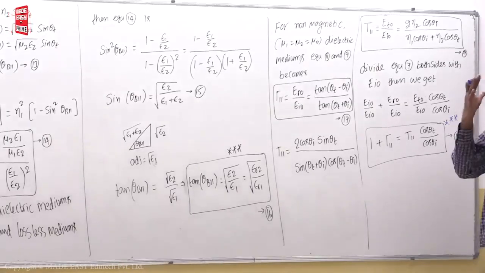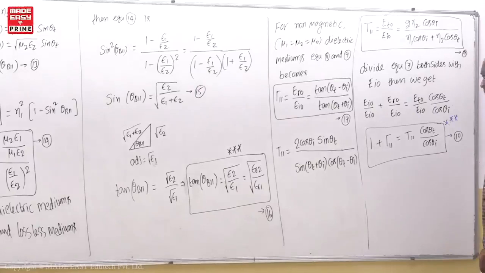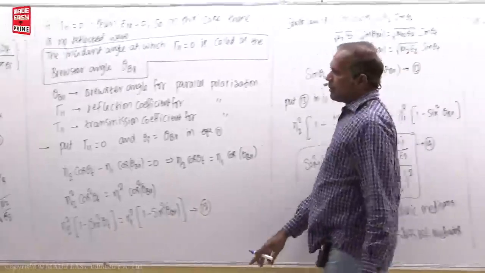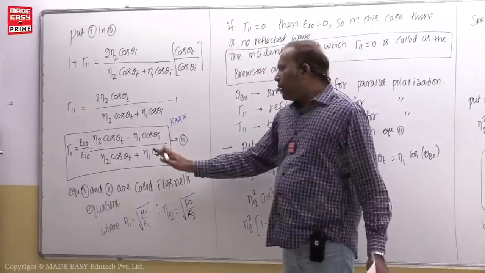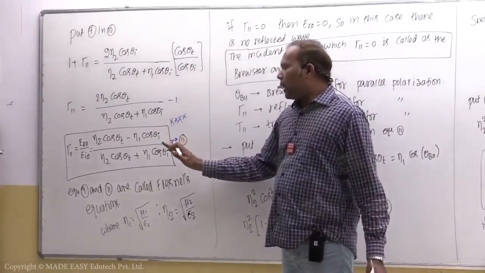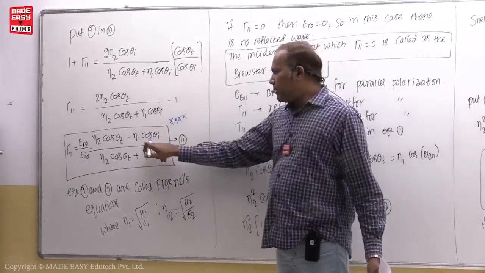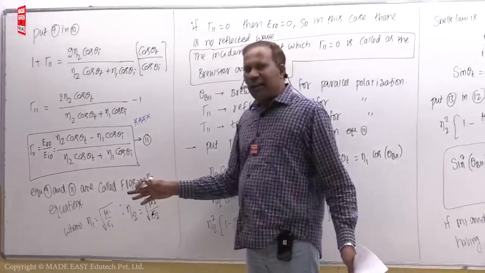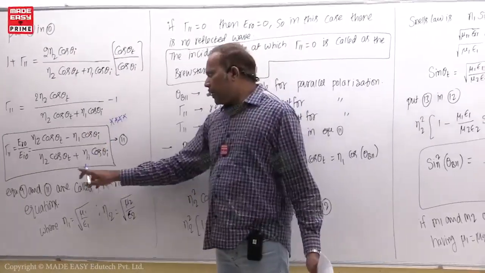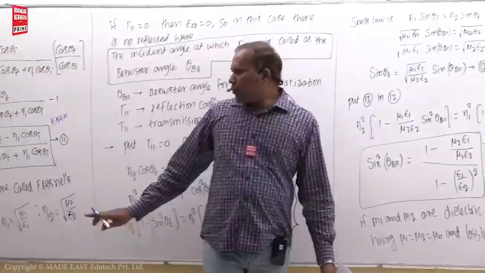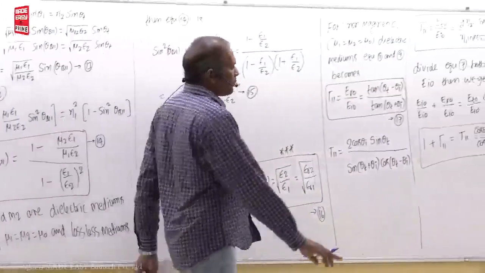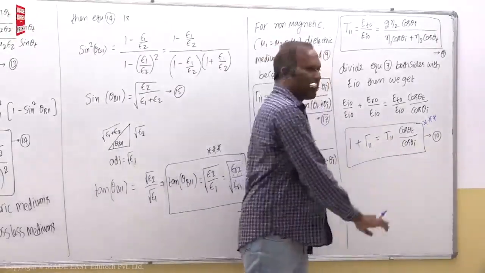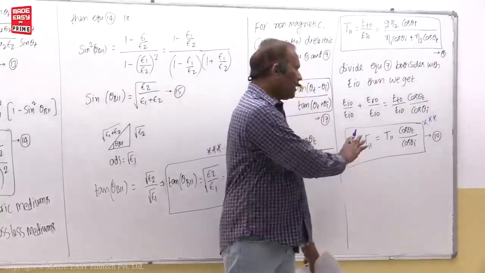What is the discussion? I told you to remember this equation. If mu1 and mu2 are not equal, then this equation you have to use. If mu1 and mu2 have different values, then this is the general equation. If you remember this equation, you substitute that here, you get automatically transmission coefficient for the parallel polarization. That means 2 equations over.